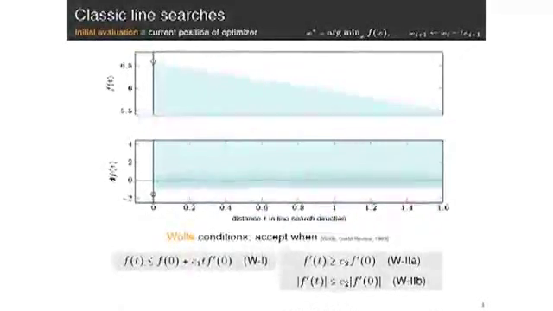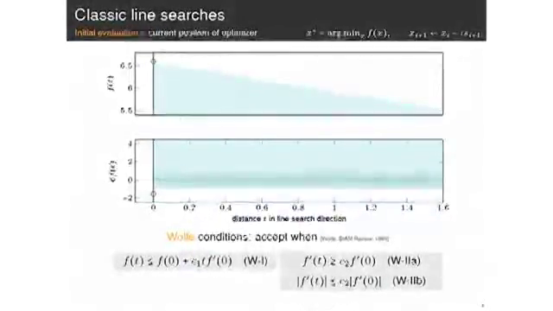So in the plot, the acceptable regions of the weak and strong Wolfe conditions are shown as light and dark green shaded areas. So if a point lies inside of the green shaded area, then it will be accepted by the line search.